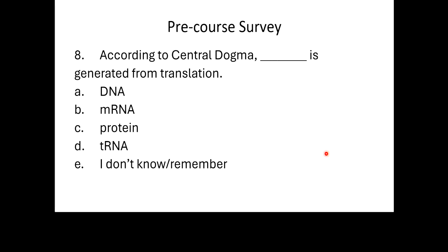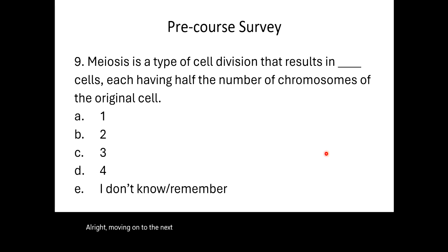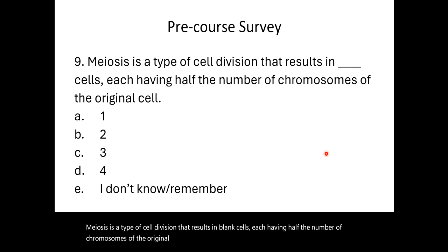All right, moving on to the next question. Meiosis is a type of cell division that results in blank cells, each having half the number of chromosomes of the original cell. Meiosis results in how many cells? Do you get one cell, two cells, three cells, or four cells?